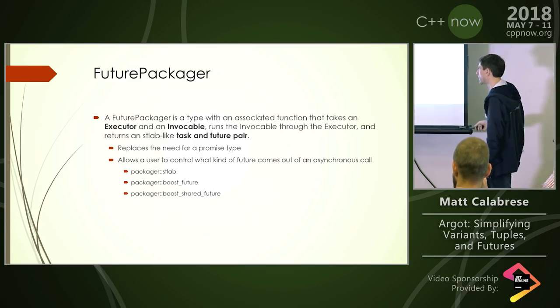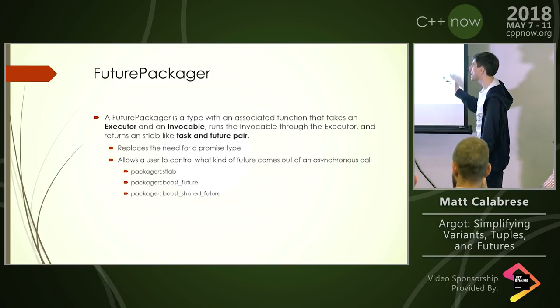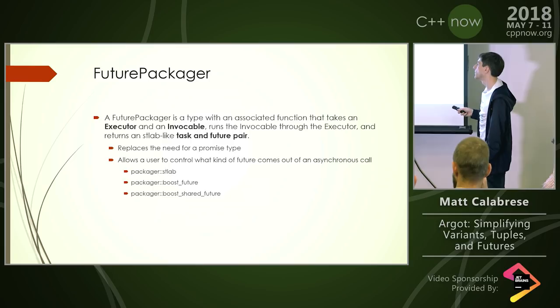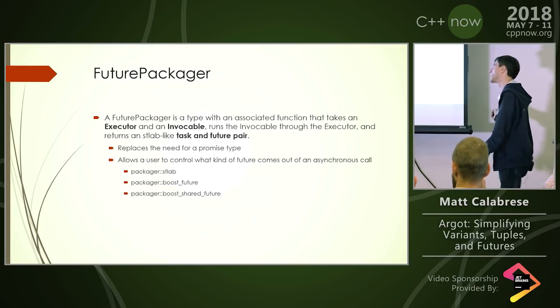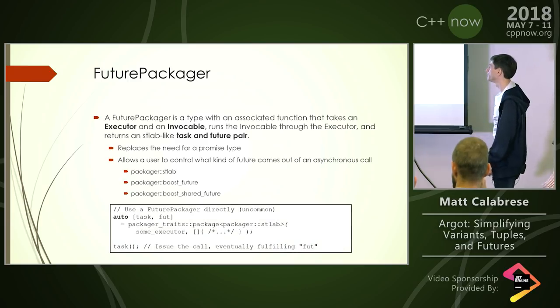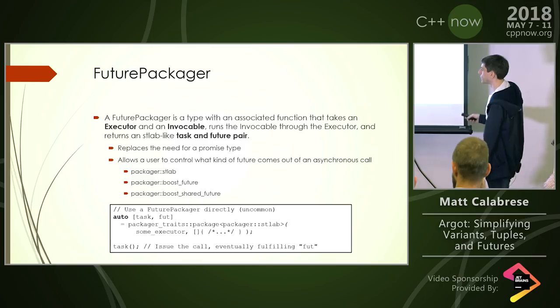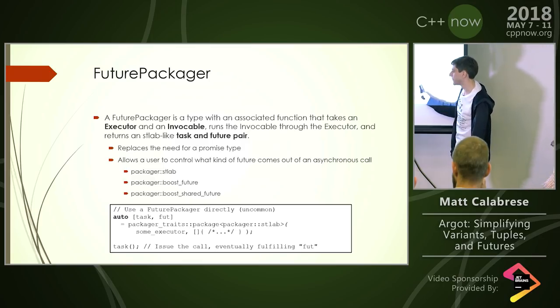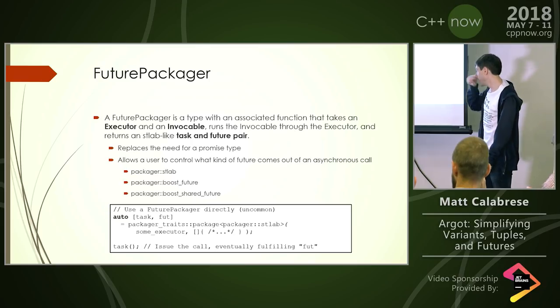And so it allows you to specify exactly what you want out of your async call. The things I provide are packager stlab, which produces stlab future, packager boost future, which produces boost::future, and boost shared future, which produces boost::shared_future, corresponding to the result type of the function. And again, when you have this library available, you don't really use the packager very often manually, but if you were to do it, this is how you would do it.